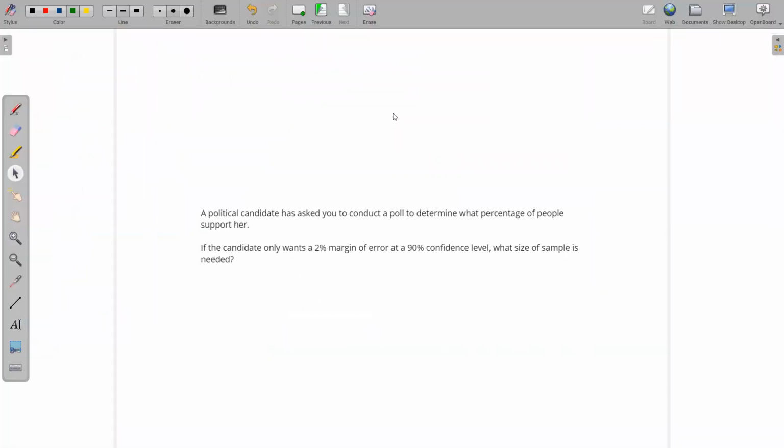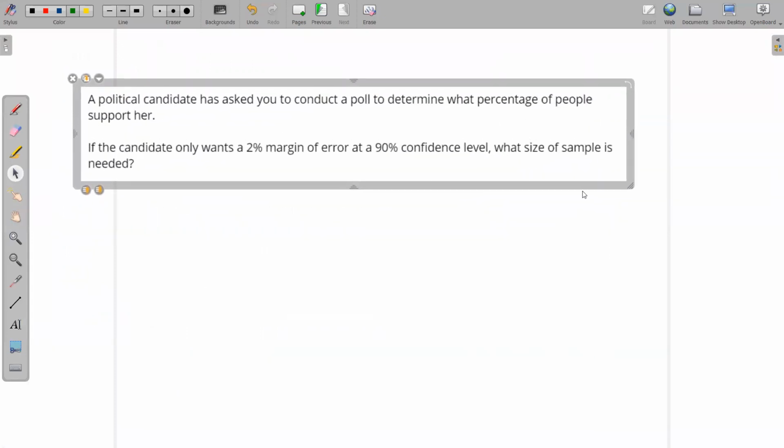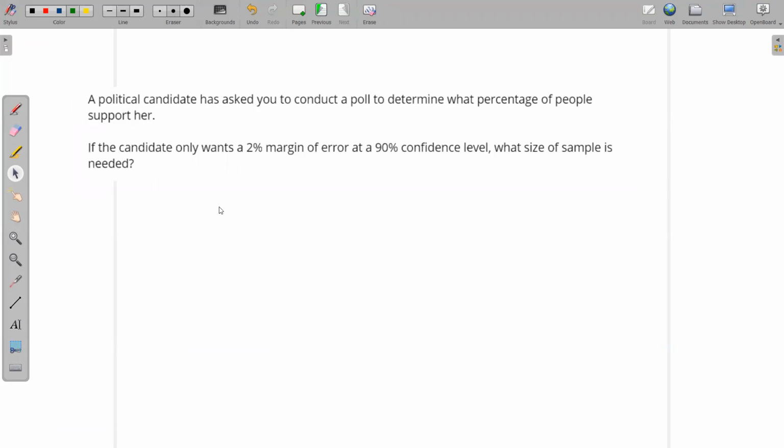So new page, please. A political candidate asks us to conduct a poll and determine the percentage of people that support her. The candidate hopes for a 2% margin of error to estimate that. So maybe we do run a poll and it comes out to be 46%. That means our margin of error of 2% means 46% is the middle. So the people that approve of her or support her is somewhere between 44 and 48%. At a 90% confidence level, what's the sample size?